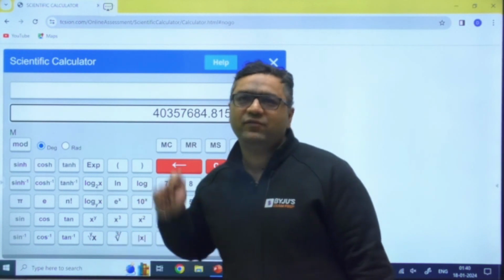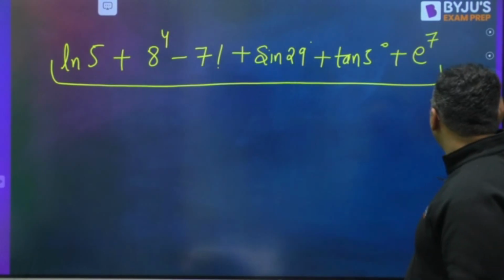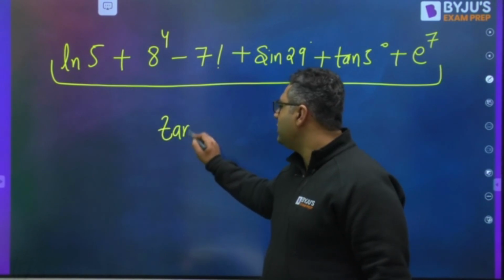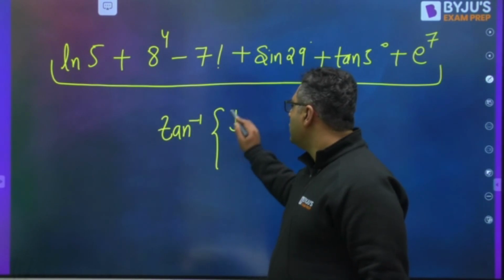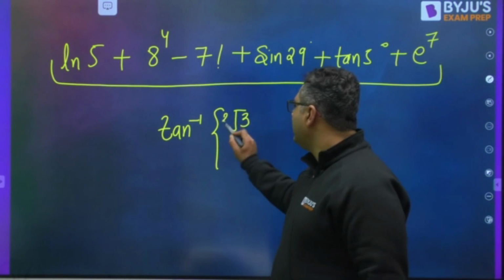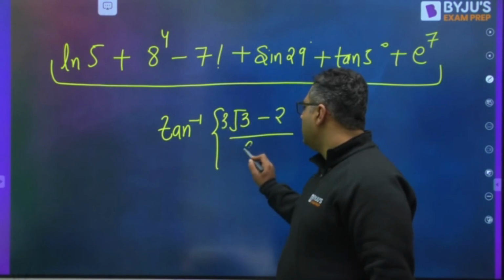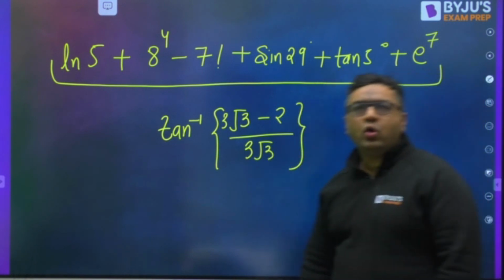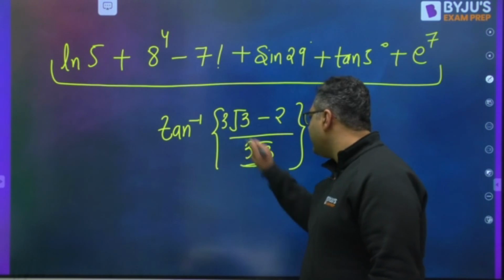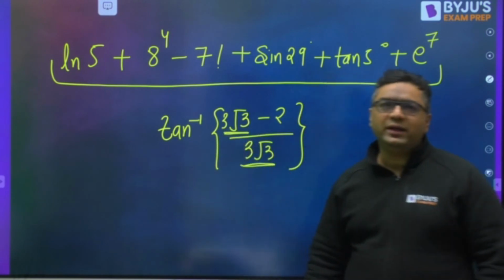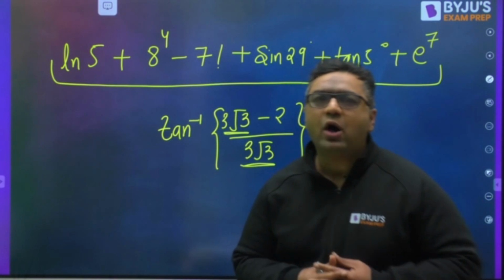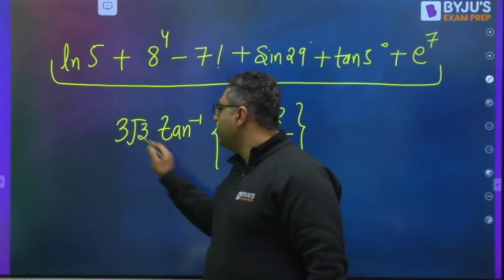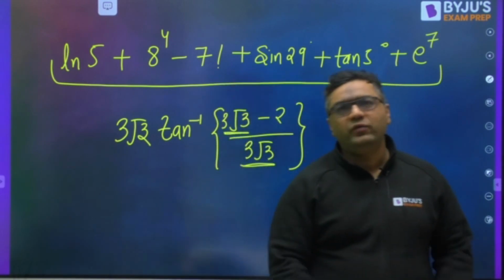Now let us see the other feature. Let us say we have a function tangent inverse of (3 root 3 minus 2) by 3 root 3. You can see we are having this 3 root 3 again and again. In that case, how can we move ahead? Let us say we are having 3 root 3 here also. Then how to go with such numbers?